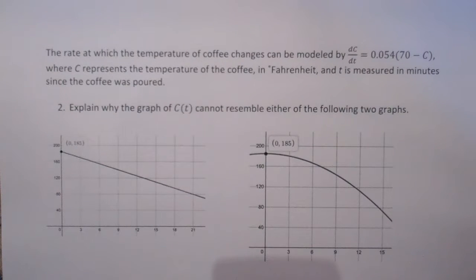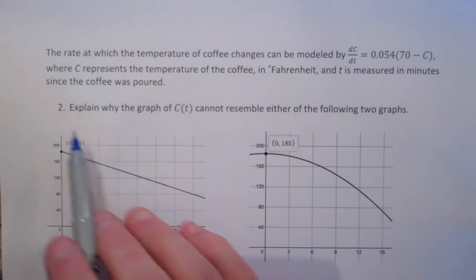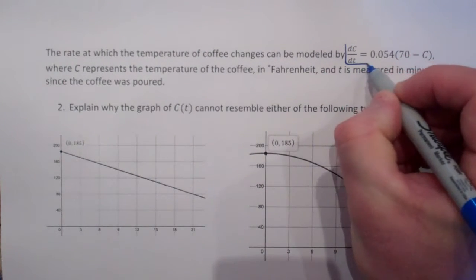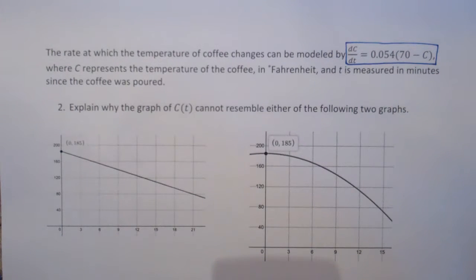This is an extension of the first example that we looked at. You can see that the question is written for you right here. Number 2 asks you to explain why the graph of C of t cannot resemble either of the following graphs. Notice here we have that rate equation, or the differential equation, and we're wondering about C.